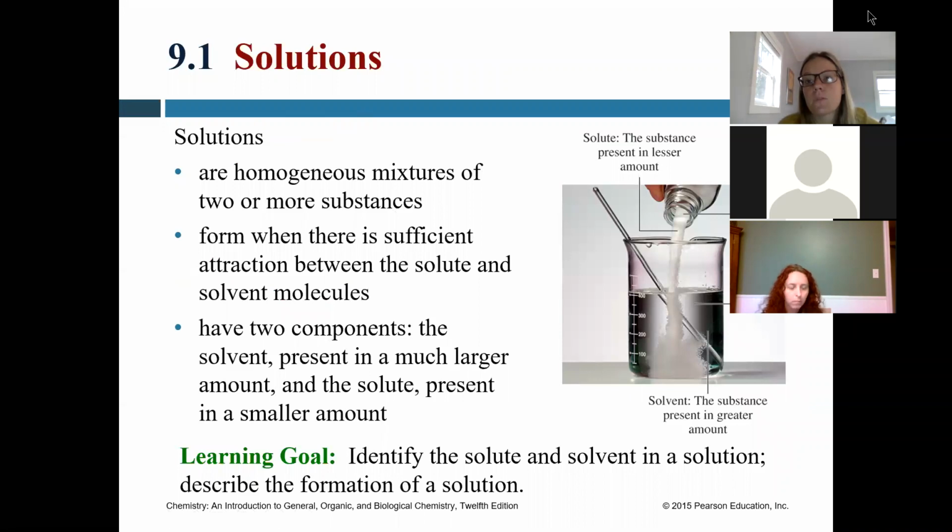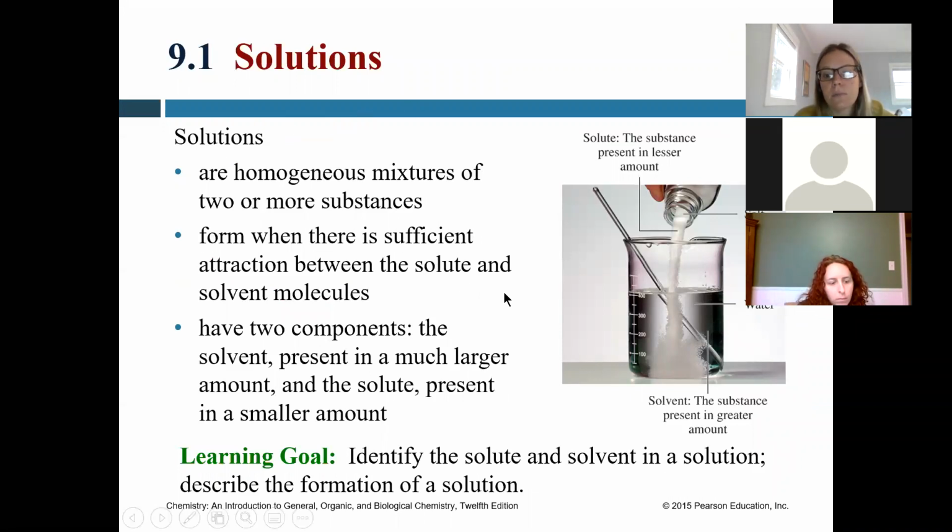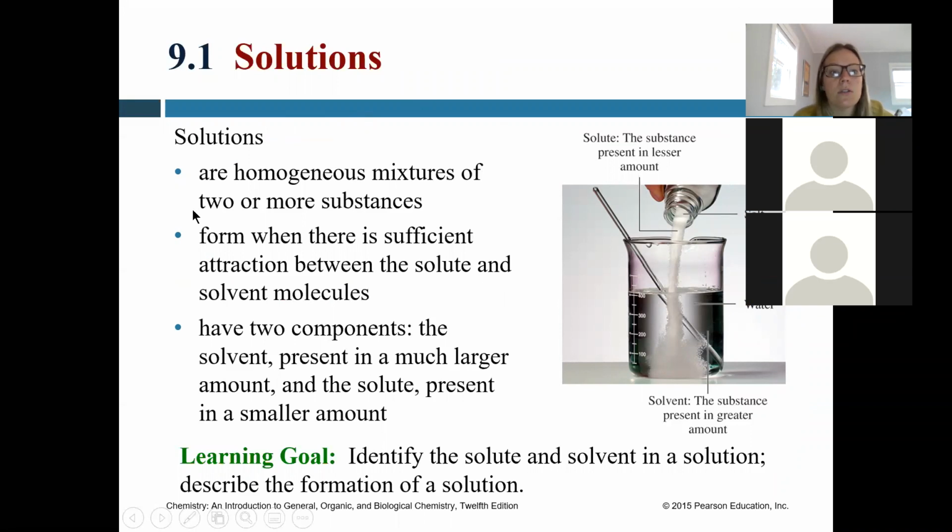So as far as what a solution is, over here we've got a solution. Solutions are homogeneous mixtures of 2 or more substances. So you need to have something that is mixed together, not bonded together though. It forms when there is a sufficient attraction between a solute and a solvent. So the solute is what's being dissolved, the solvent's what's doing the dissolving. If those 2 things aren't somewhat attracted to each other, they won't mix. The solute will just sort of sit at the bottom.